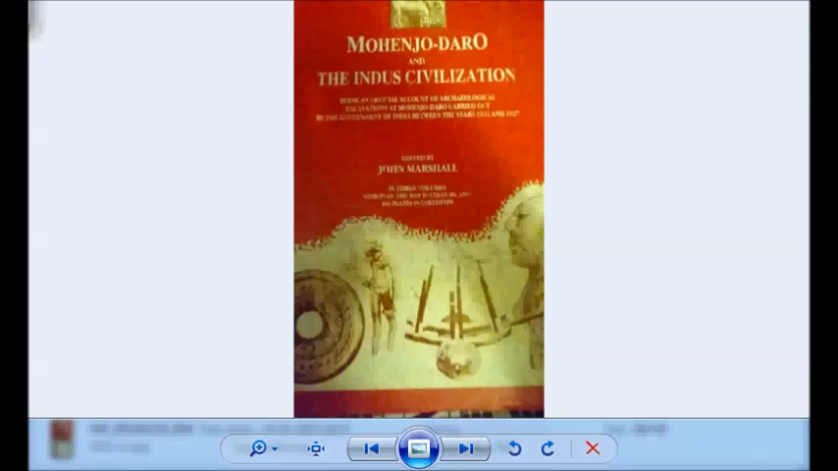It has got a lot of details about the archaeology, and there are a large number of seals also. Not very large, about 400 seals are listed here. You also have the photograph of the seals. That's very important, right? So this is a very classic book that will be very useful.